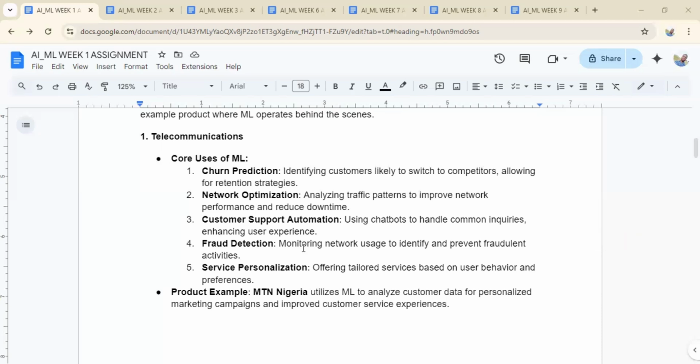Network optimization, where we analyze traffic patterns to improve network performance and reduce downtime. Customer support automation, where chatbots are used to handle some inquiries and enhance user experiences. So, an example product that uses machine learning in telecommunications is MTN Nigeria, where they use it to analyze customer data for personalized marketing campaigns and improved customer service experiences.